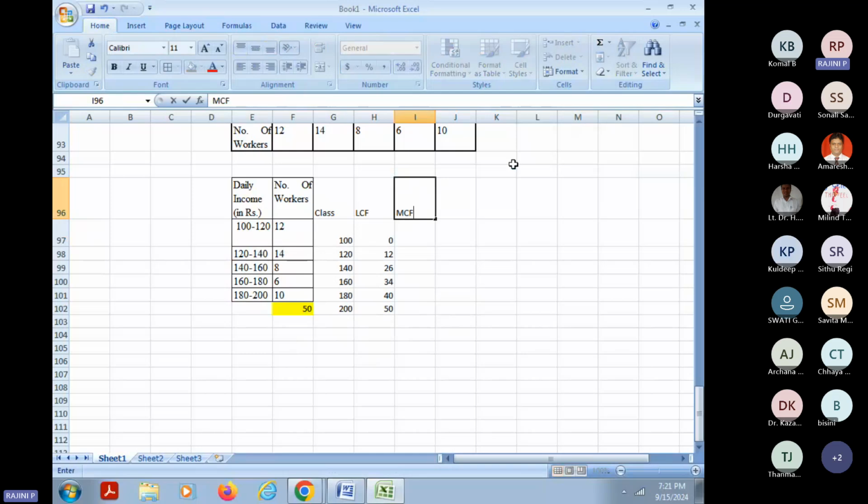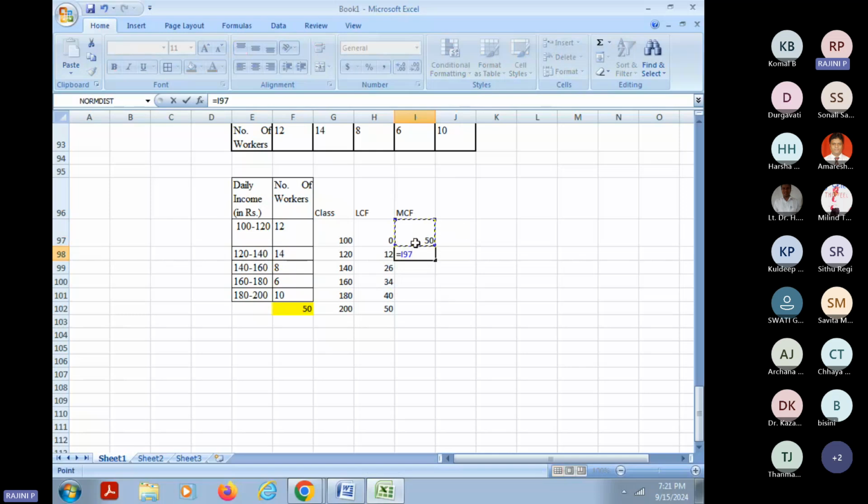If it is 50, then our calculation is perfect. Then go for the more than cumulative frequency. So more than cumulative frequency, what is it? See, more than 100, how many are there? All people will come under more than 100 only: 100 to 120, 120 to 140, 140 to 160, 160 to 180, 180 to 200. All the workers in the data come under more than 100. So we write 50. And the next one is more than 120. How many are there? Out of 50, if you remove this 12, the remaining will be more than 120, right?